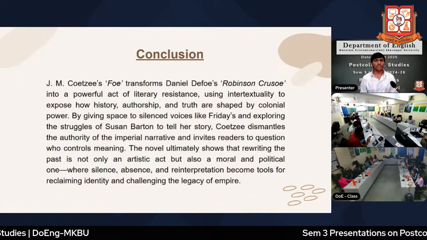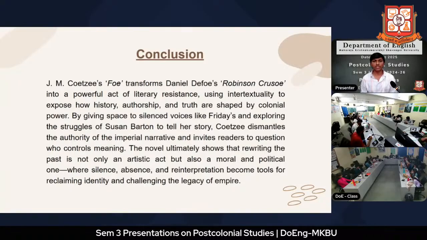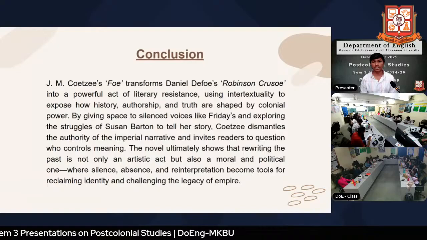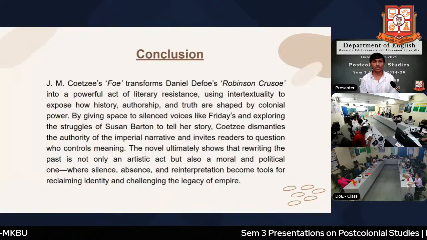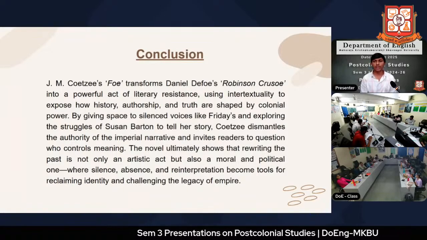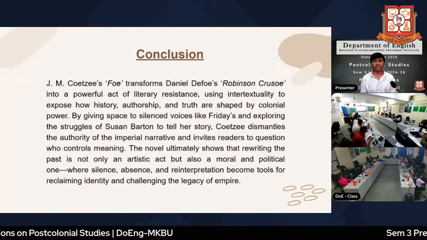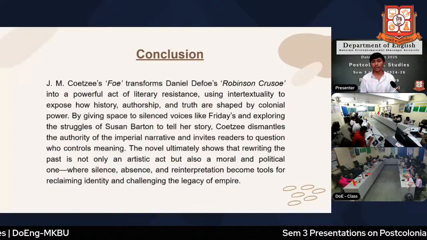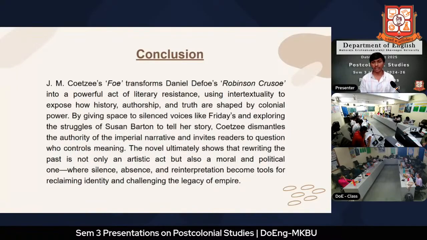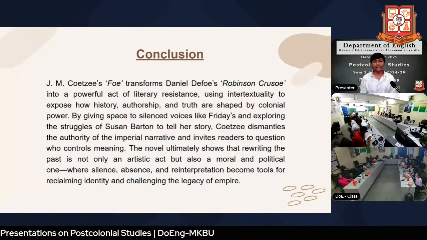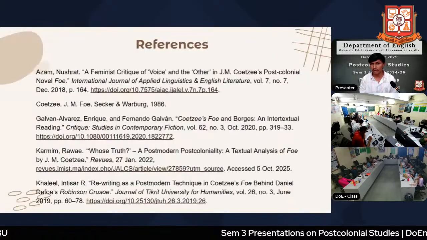Conclusion. J.M. Coetzee's Foe transforms Daniel Defoe's Robinson Crusoe into a powerful act of literary resistance, using intertextuality to expose how history, authorship, and truth are shaped by colonial power. By giving space to silenced voices like Friday and exploring the struggle of Susan Barton to tell her story, Coetzee dismantles the authority of the imperial narrative and invites readers to question who controls meaning. The novel ultimately shows that rewriting the past is not only an artistic act but also a moral and political one, where silence, absence, and reinterpretation become tools for reclaiming identity and challenging the legacy of empire.